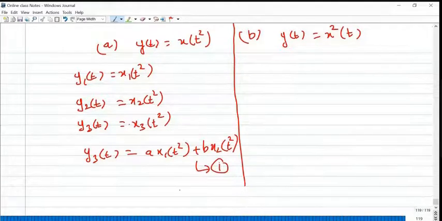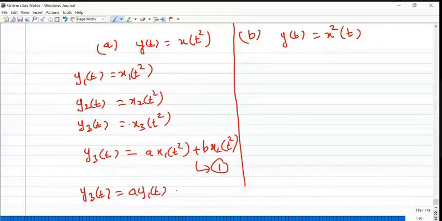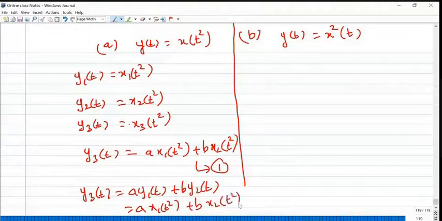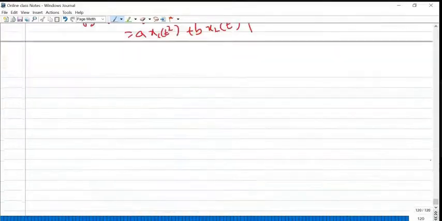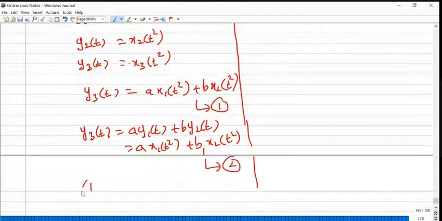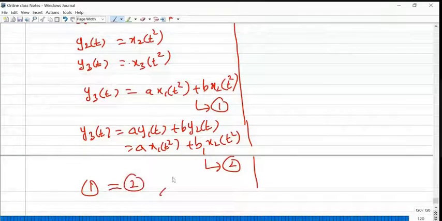a x1 of t plus b x2 of t, that constant. Second step, y3 of t should be equal to a y1 of t plus b y2 of t. Here y1 of t is equal to x1 square of t plus b y2 of t equal to x2 square of t. So let's say this is equation number 2. So 1 and 2 both are equal, therefore it is a linear system.